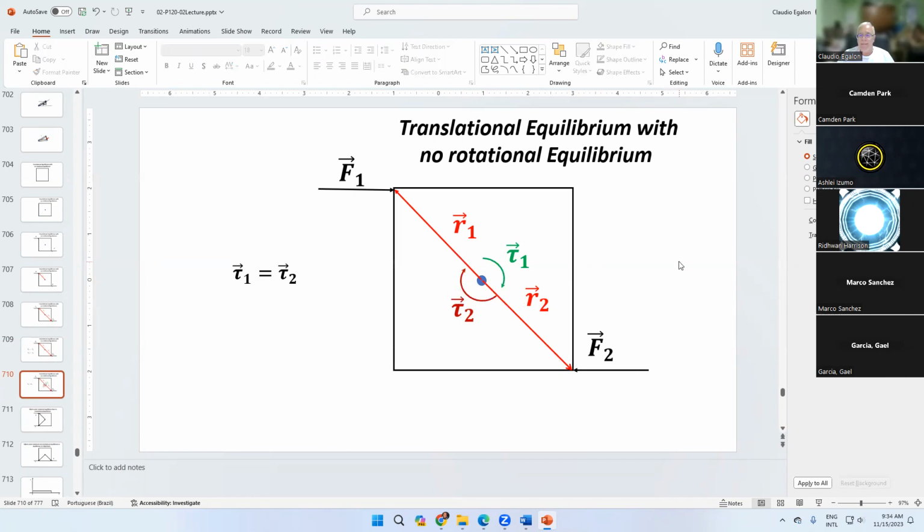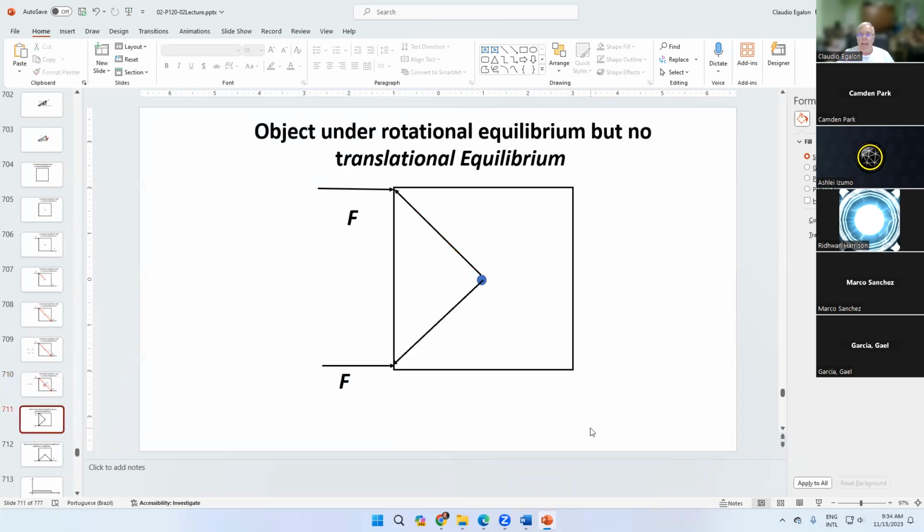Like that. This is translational equilibrium, but no rotational equilibrium. This rigid body is going to be translating at constant velocity, either at constant velocity or at rest, but it will rotate and will have an angular acceleration because it has a net torque. Okay. Now what's next? Object under rotational equilibrium, but no translational equilibrium.